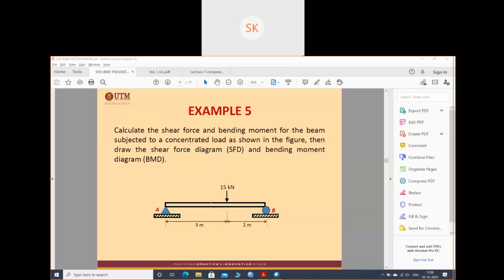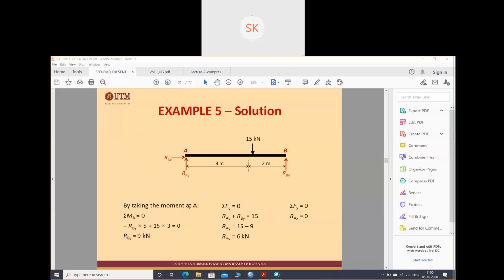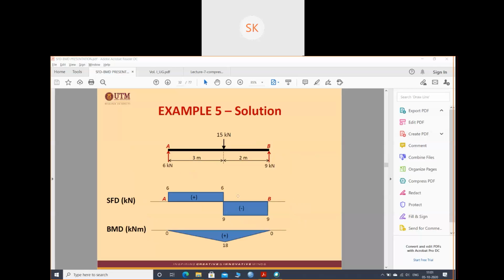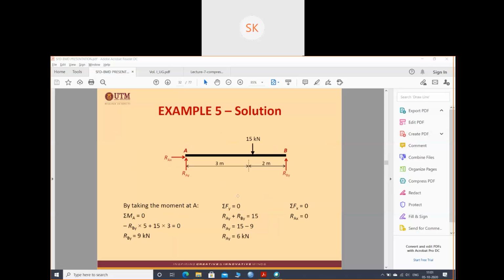Okay, so this is the free body diagram. Use the three equations of equilibrium to find out the support reactions. So RB they have found 9 kilonewton, RA they have found 6 kilonewton, and RX equals 0. This is the first part, very easy. Draw the free body diagram and find out the reactions. And this will be the shape of your shear force diagram and bending moment diagram. Let's understand how they have found it.